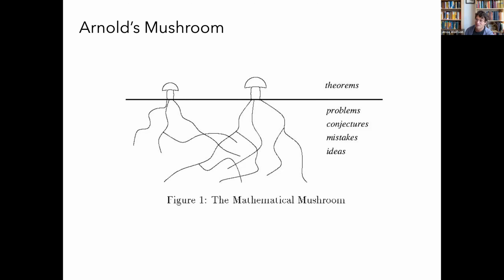And so I figured that will give the outline of my talk in what follows. I started with the theorem, and then we'll go through the problems, conjectures, mistakes, and ideas, and work our way through this piece of the mathematical mushroom. Any questions or anything on any of the objects or the notions I introduced or the theorem that I stated before I keep moving?